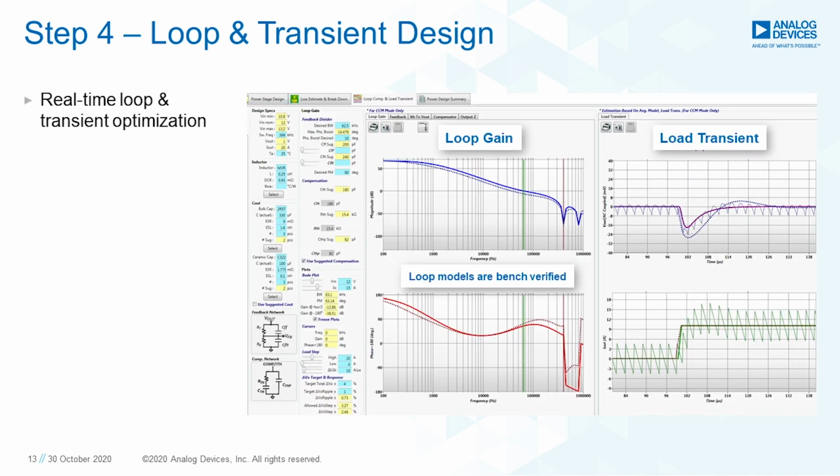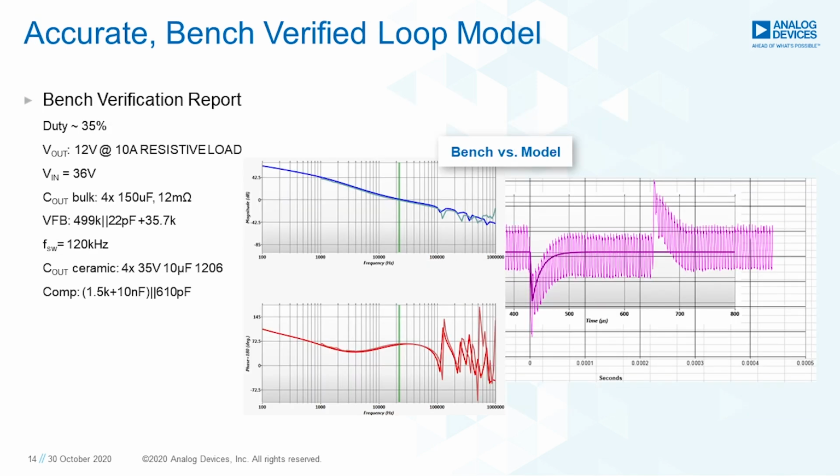The next step is to evaluate the loop gain and transient response of the converter. Using a linearized model of the converter, you can quickly evaluate the Bode plot for phase margin, bandwidth, and gain margin in the frequency domain, and how it affects the load transient response in the time domain. Again, you can quickly optimize the designs by trying different component values and seeing their effect on the performance.